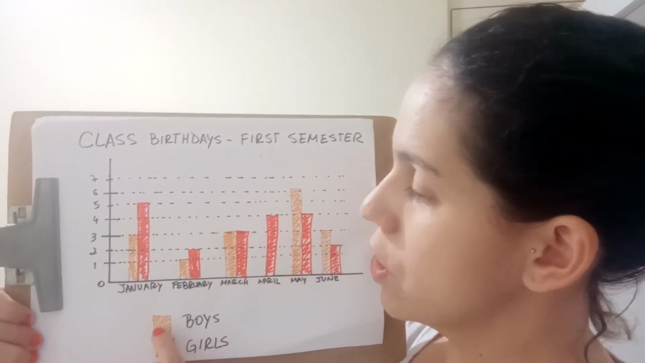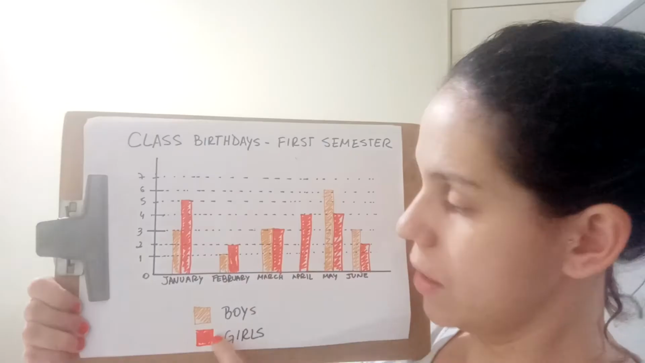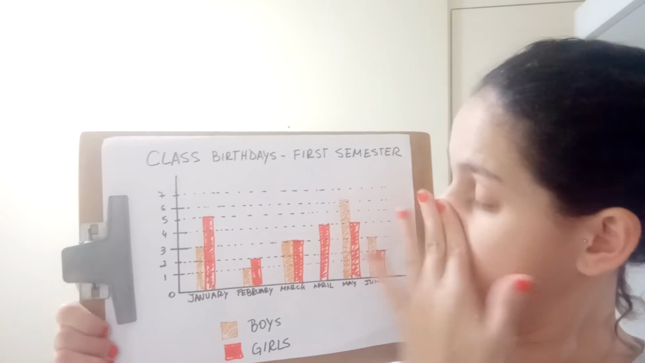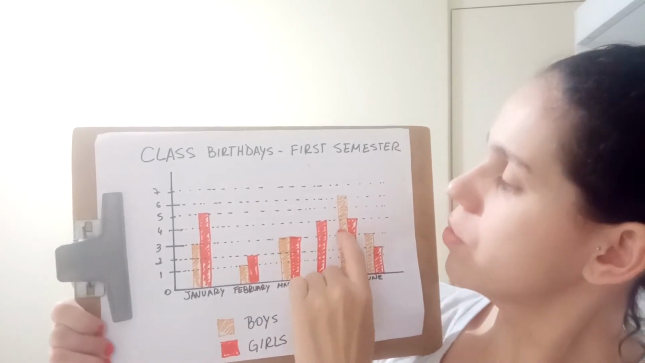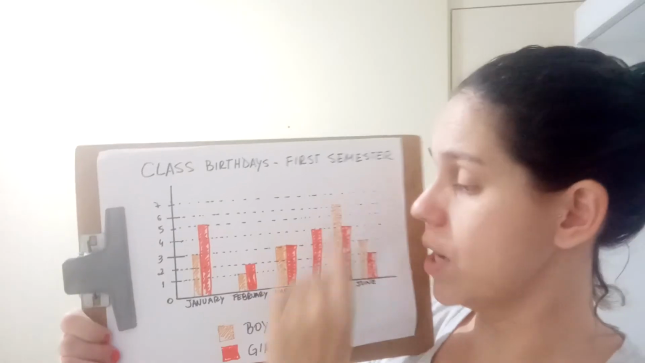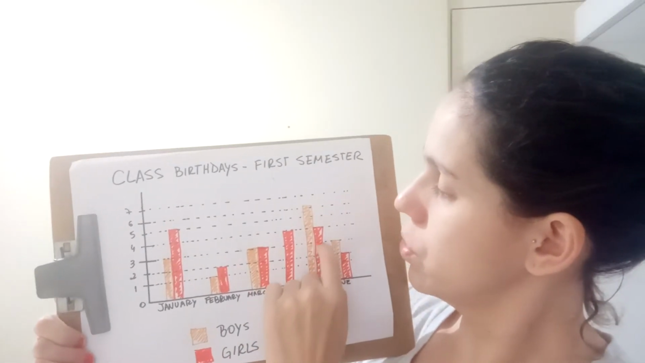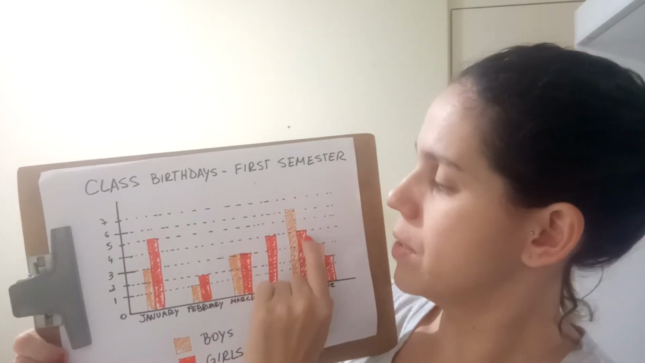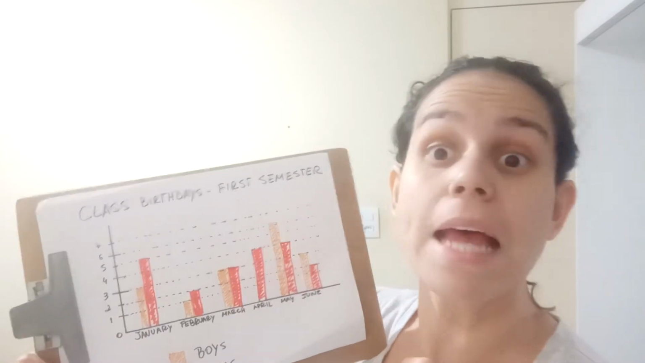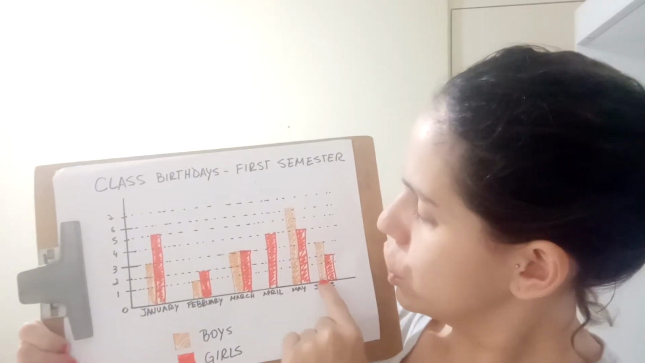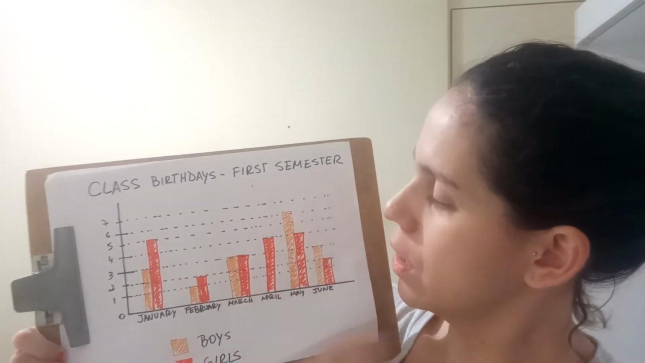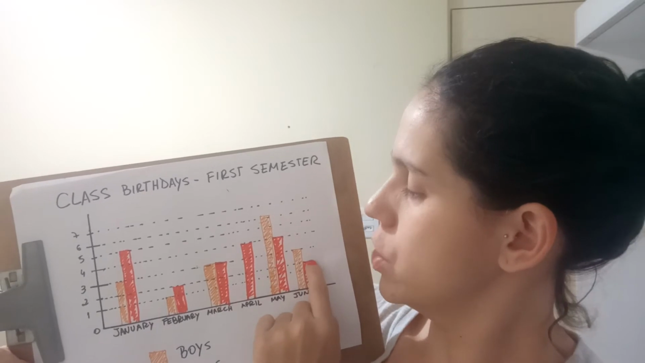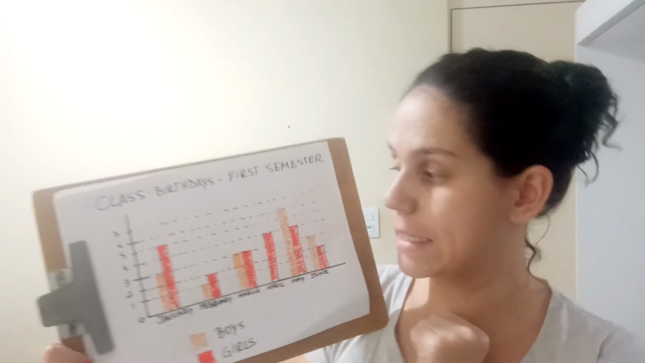In April, 0 boys and 4 girls, so 4 students in April. In May, 1, 2, 3, 4, 5, 6 boys and 1, 2, 3, 4 girls. 6 plus 4 equals 10. June, 1, 2, 3 boys, 1, 2 girls. 3 plus 2, 5 kids. Okay?